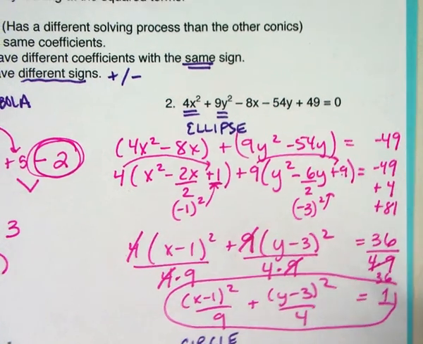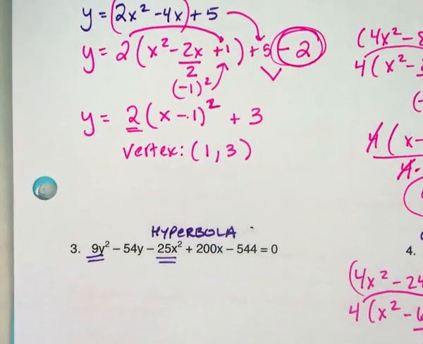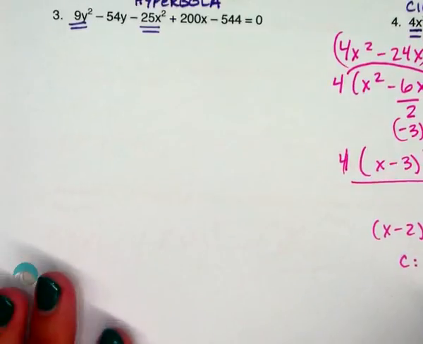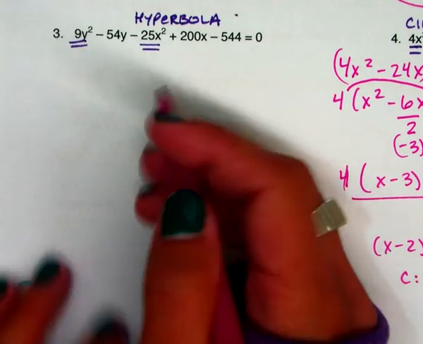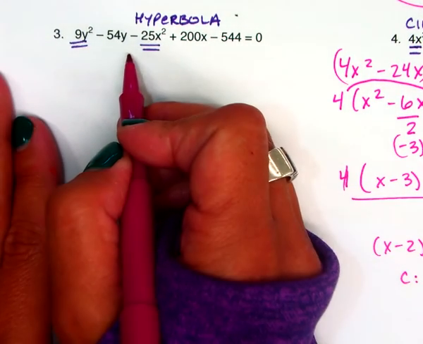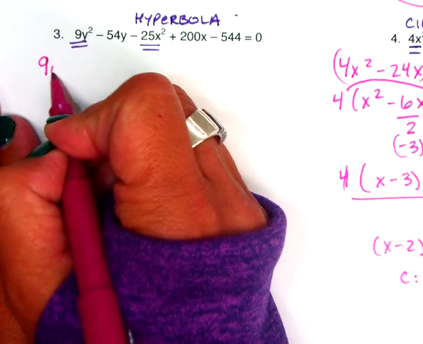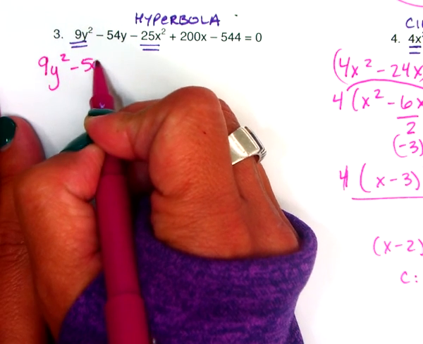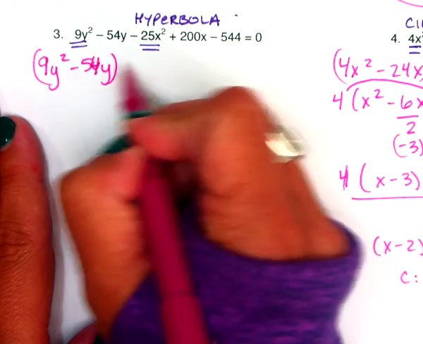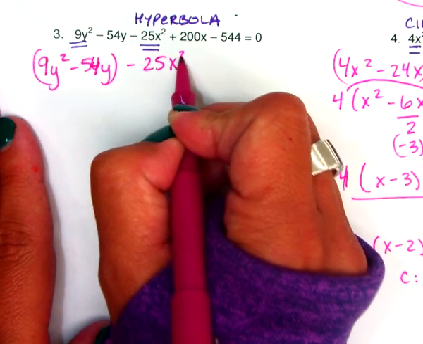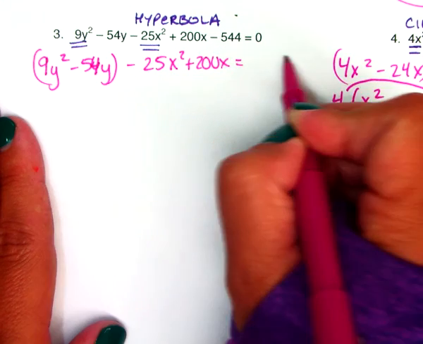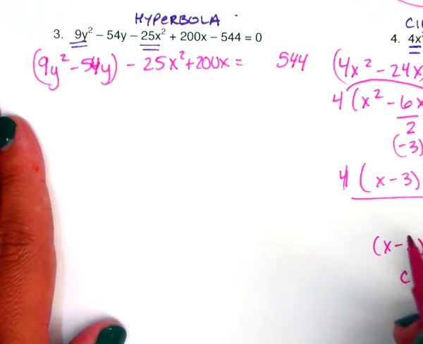Okay, last one is the hyperbola. Now, this one has the minus. You just got to be careful with your minus signs. Let's go ahead and group. So I'll start with y since it's positive. This one was already grouped for us. Minus 25x squared plus 200x, and then equals 544.